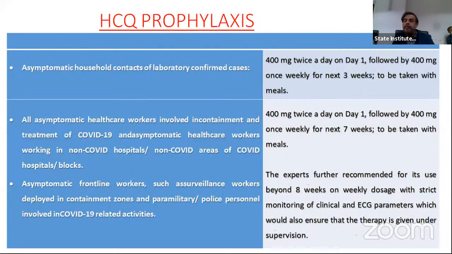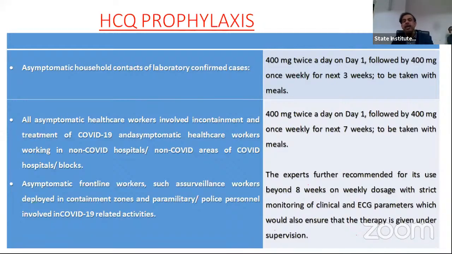So I have talked about the use of hydroxychloroquine in the family member of the home isolated patient. So asymptomatic household contact of lab confirmed patient, the dosing is different. 400 twice a day on day one, followed by 400 mg every week for next 3 weeks. And this medication to be taken with milk. And now in case of healthcare worker or frontline worker, you see the dosing schedule is up to 7 weeks. That's the difference. For the family member, asymptomatic household contact, it is 3 weeks. And for the healthcare worker or frontline worker, it is 7 weeks.